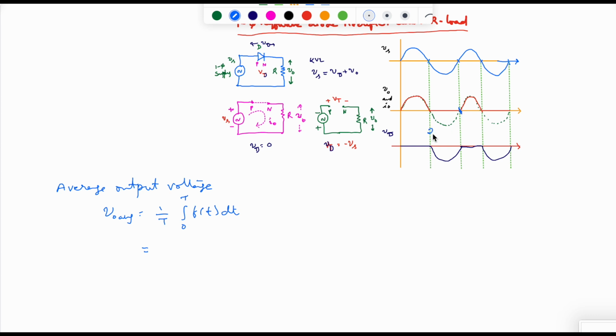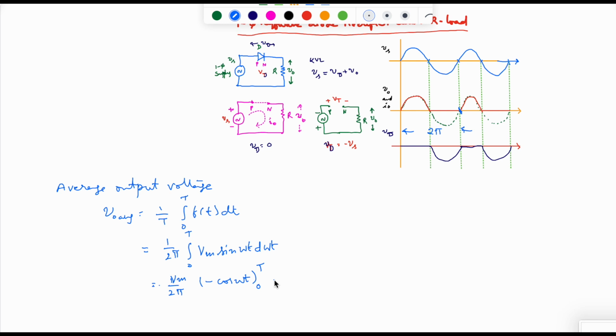Okay, let me have T is equal to 2 pi only, complete cycle I am taking here. So 1 by 2 pi integral 0 to T f of t, let me have Vm sin omega t d omega t. So which is equal to 1 by 2 pi. Let me take Vm outside because that is a constant. So integration of sine will be minus cos omega t from 0 to capital T.